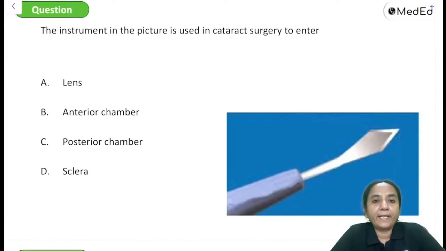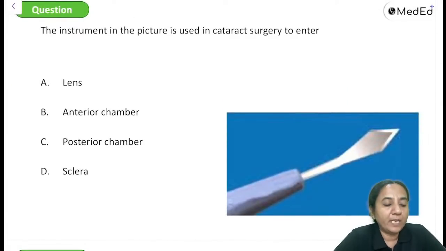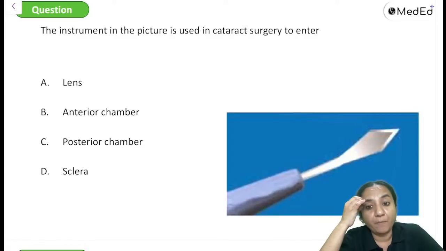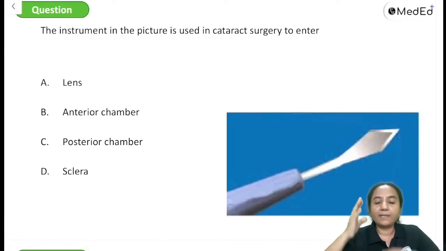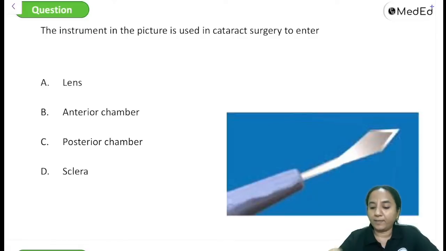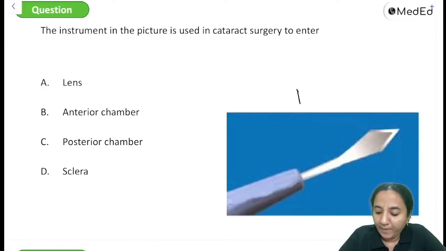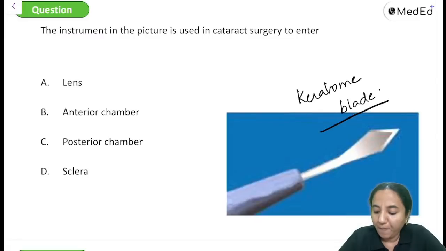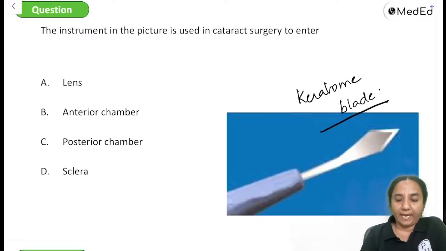What is the instrument? The instrument in the picture is used in cataract surgery to enter the lens, the anterior chamber, the posterior chamber, or the sclera. So this is a blade. All of you can make out what this blade is. It's a sharp-edged cutting blade. The name of this blade is keratome blade.